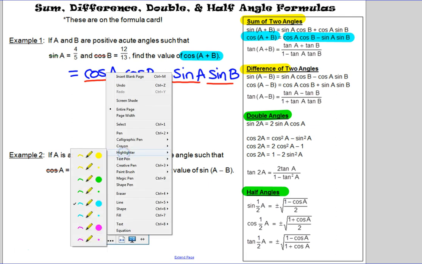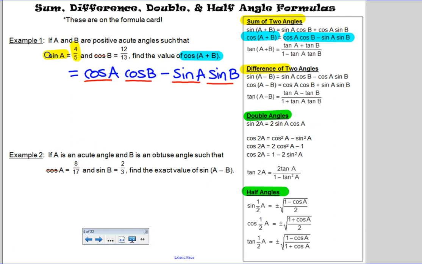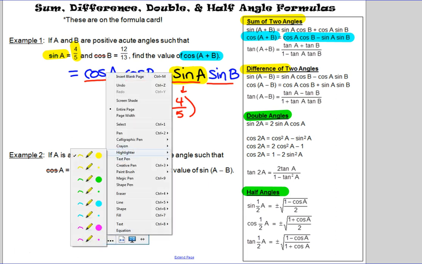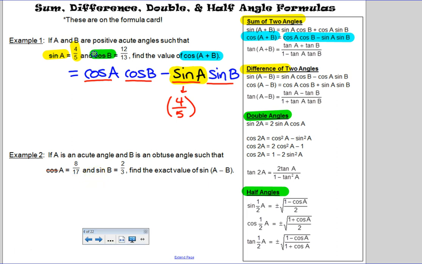We have that the sine of A is 4/5. So in place of sine of A, you're going to put in a 4/5. Okay, what else do we have? We have the cosine of B. The cosine of B is 12/13. So in place of cosine of B, we're going to fill in a 12/13.